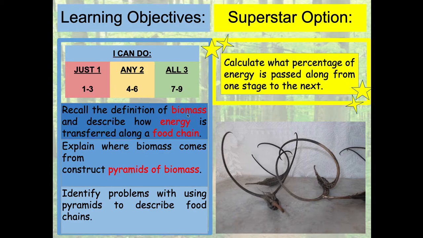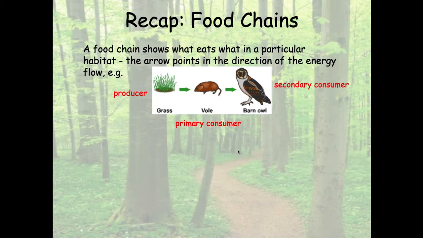So here are our objectives for today. Recalling the definition of biomass, we did that last lesson, we'll look at it again today. Describing how energy is transferred along a food chain, again, we did that last lesson, we'll look at it again today. Where biomass comes from, constructing pyramids of biomass and pyramids of number, and we'll look at energy at the same time. And why the pyramids aren't necessarily a perfect answer to looking at how energy moves through ecosystems.